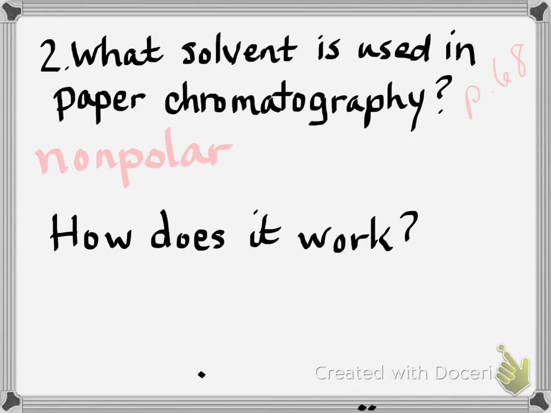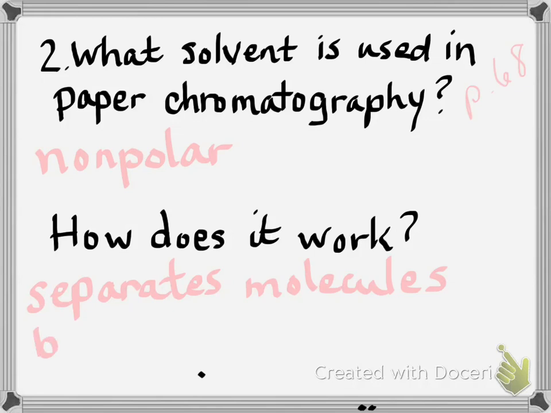Okay, how does paper chromatography work? Well, first of all, what's the goal of paper chromatography? What's it try to accomplish? Thank you. You already said it separates molecules. I think she's getting this off of page 68. And then it separates molecules based on something. Based on what? Solubility. Good. And again, you may have written this down on page 68.